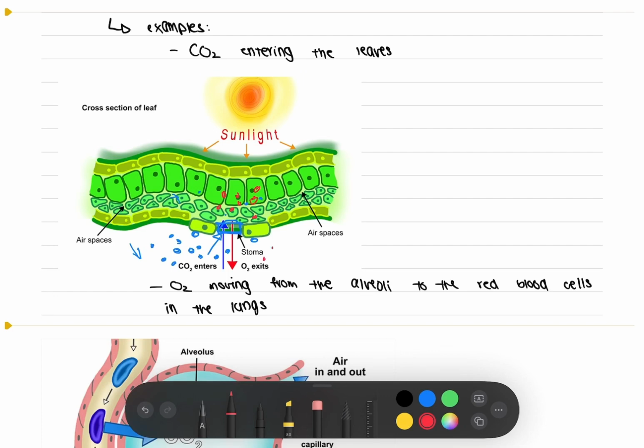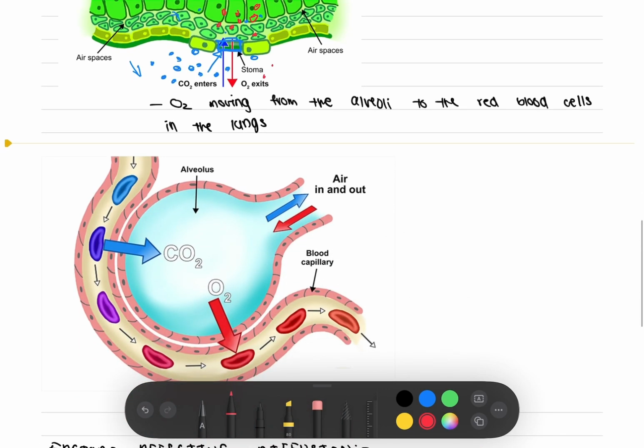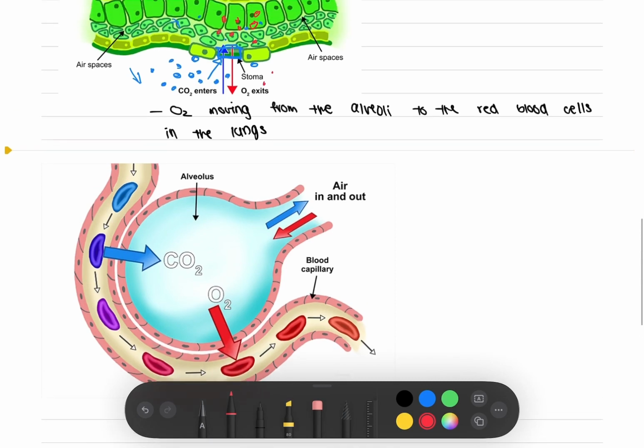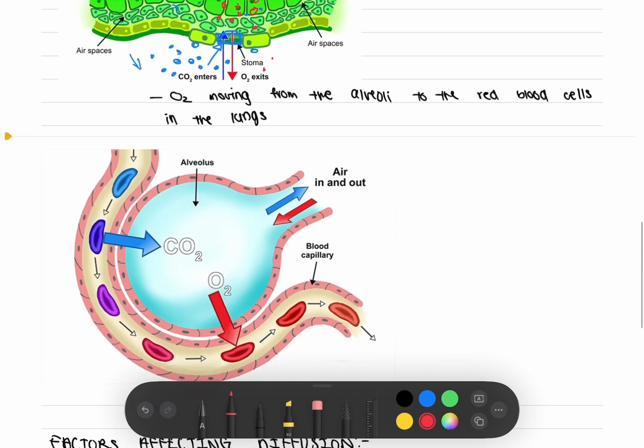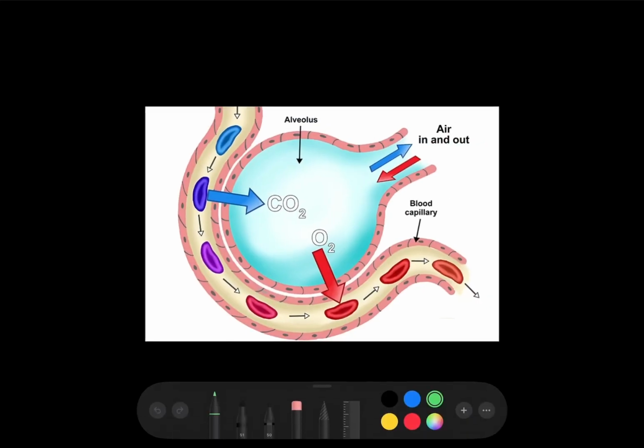Now, another example of diffusion is oxygen moving from the alveoli to the red blood cells in the lungs. It's the same thing as what happened inside the leaf. There's a semi-permeable membrane, obviously, because, cells, and there's a high concentration of oxygen inside the alveoli, a lot of it, and there's very little in the red blood cells. So that's why diffusion occurs. And the opposite happens with carbon dioxide.